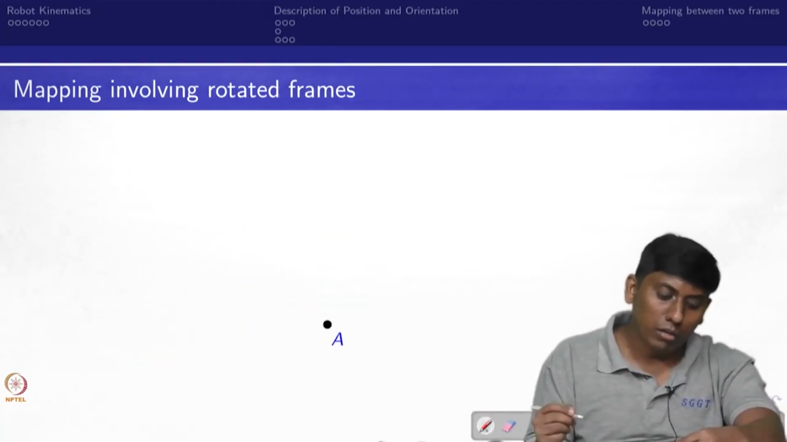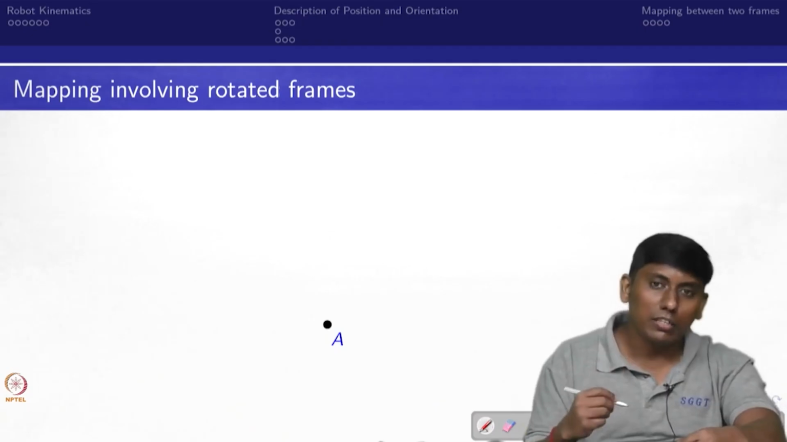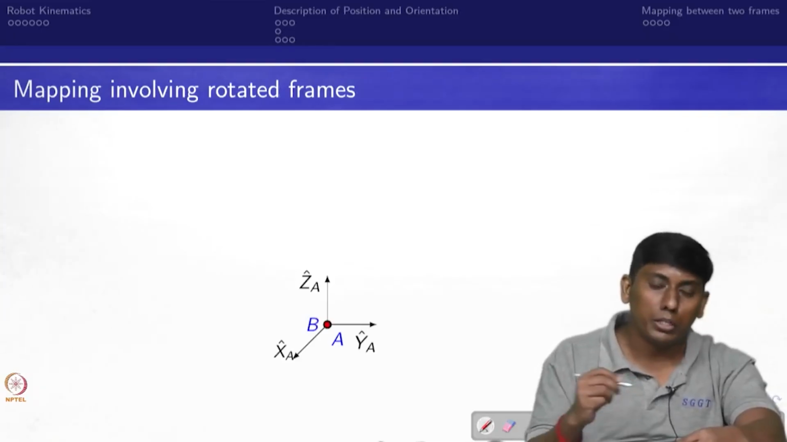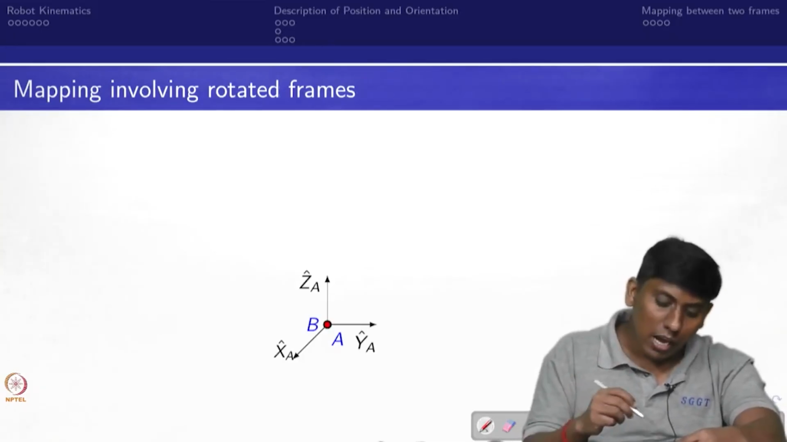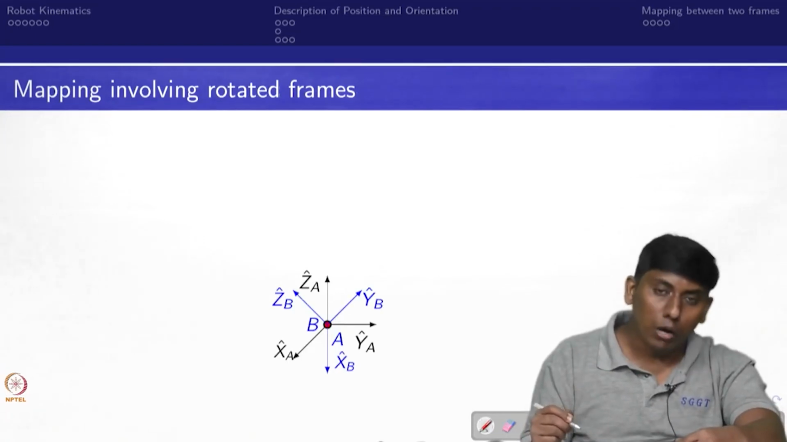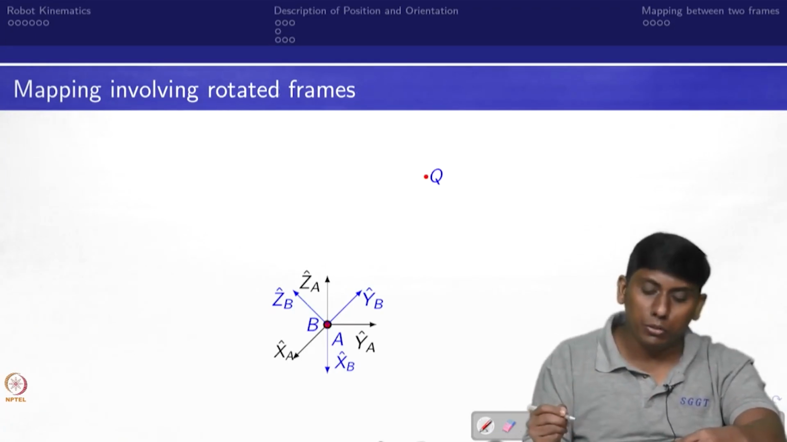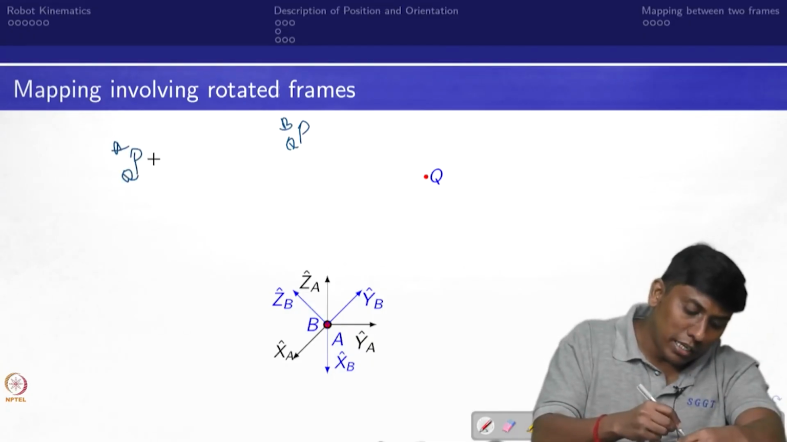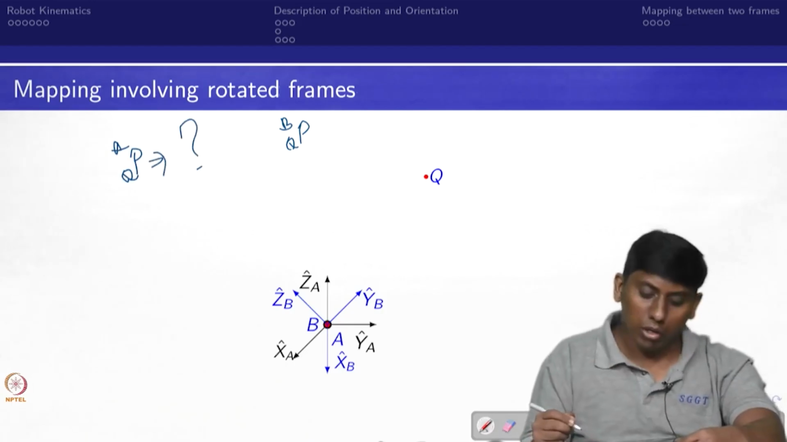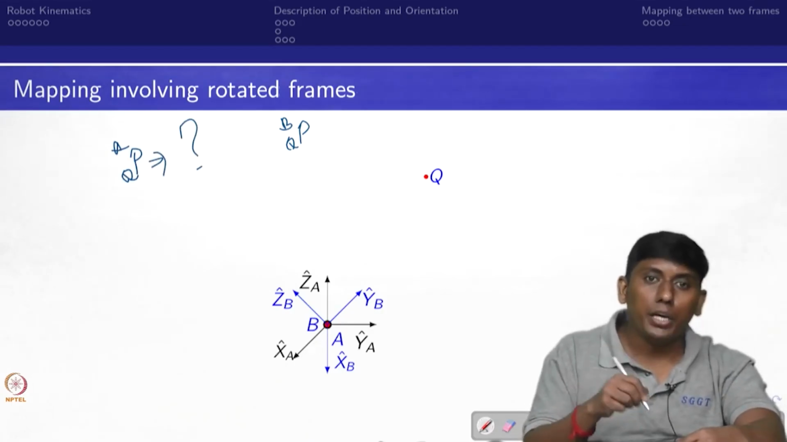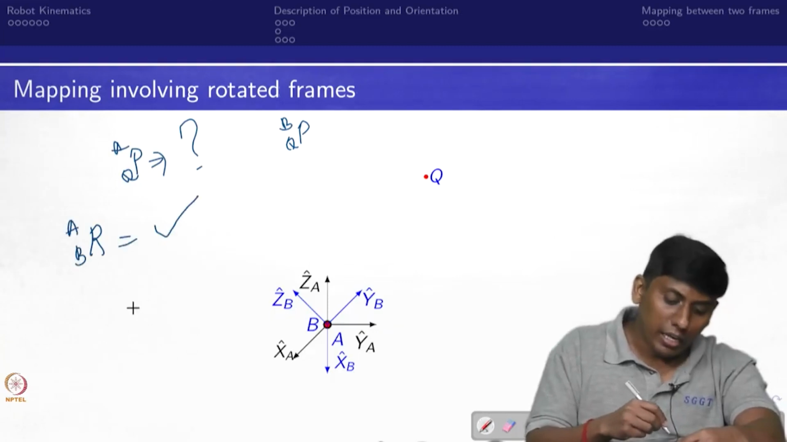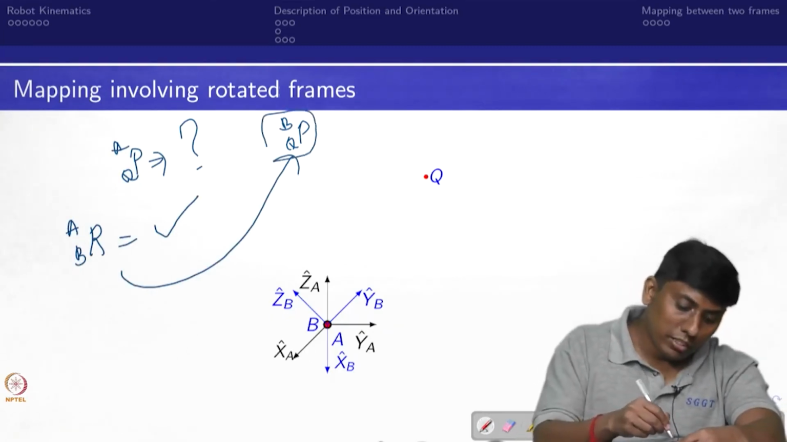So let us go to the next one, which is mapping involving rotated frames. Is there any challenge? We can see there are two frames, body 1 and body 2. Body 1 we assume is the initial frame, which is A, and body 2 we call the B frame. Now again there is a point Q, and PQ with respect to B is known. How can I find PQ with respect to A? I need one additional piece of information. How the frame B is oriented with respect to A, in the sense, the rotation matrix of B with respect to A. If I know that, I can find this.